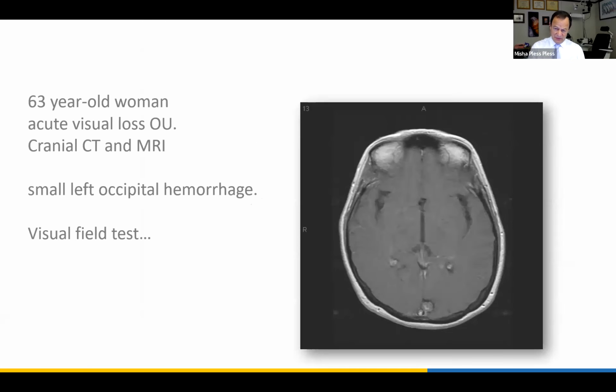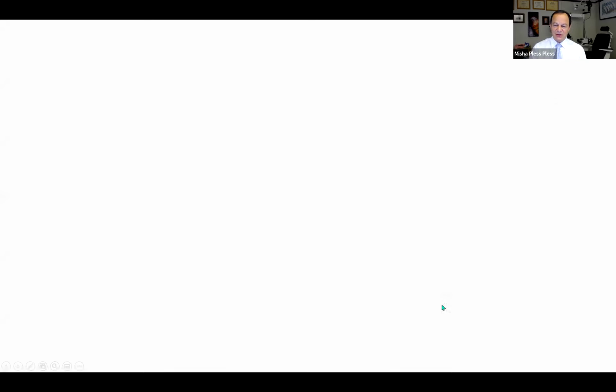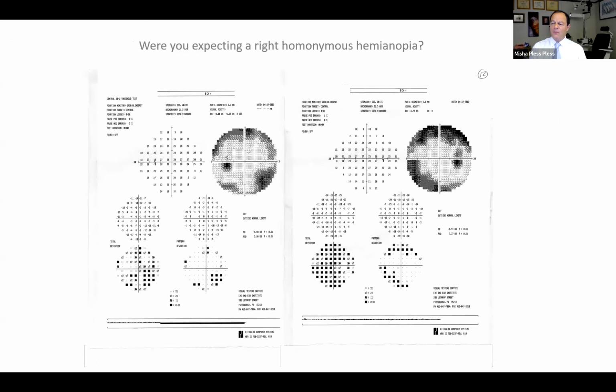A very, very similar case is an older woman with bilateral loss of vision. A cranial CT and an MRI show a small left occipital hemorrhage. A visual field test, well, were you expecting a homonymous hemianopia, as would be the case with a posterior quadrant hemorrhage from, let's say, a cavernoma? Well, you actually don't get that. You get central loss in the right eye and ring depression in the left eye, and you scratch your head and you say, what is going on here?